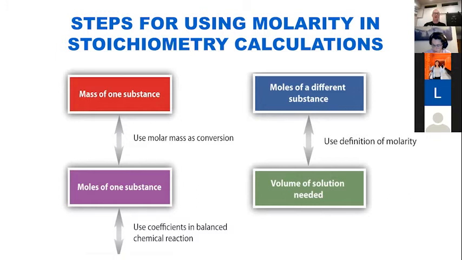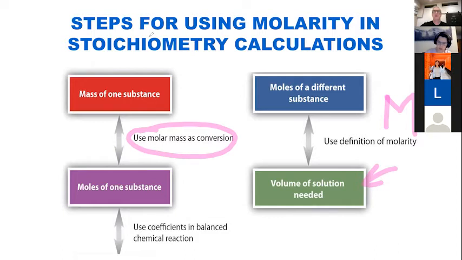So in stoichiometry calculations, remember, whenever we do a stoichiometry calculation, we're just looking for moles. So if we have a mass of one of the substances, then we use the molar mass to find out how many moles. But if we're given a volume of a solution, then we use molarity.